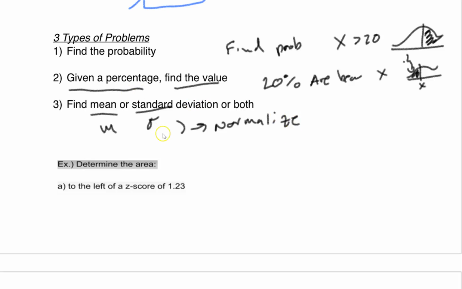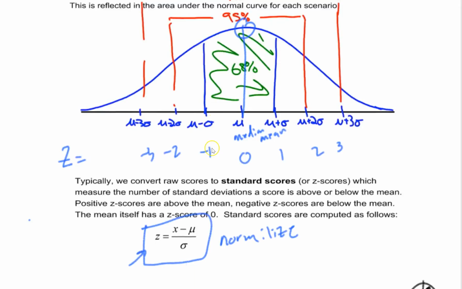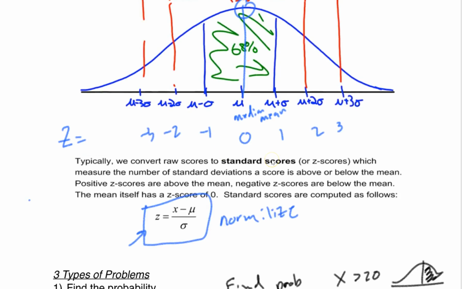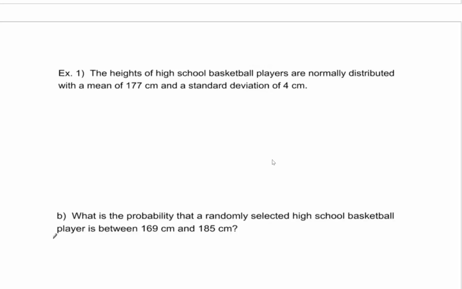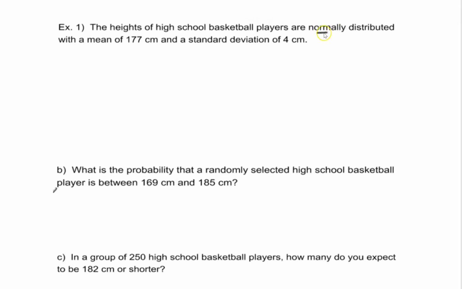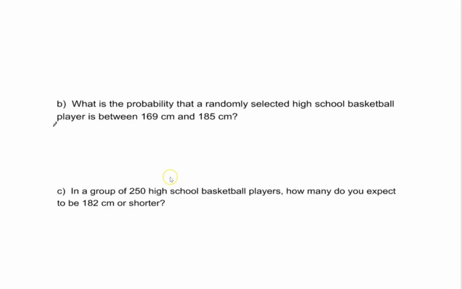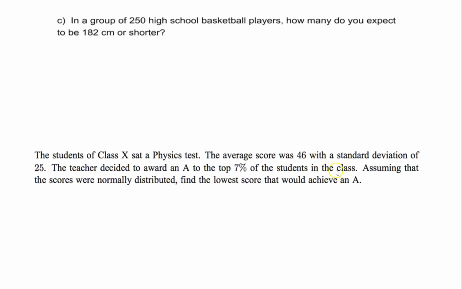Now, first thing people ask is like, how do you know it's a normal problem? Well, normal is the easiest one to tell because they're gonna tell you it's a normal problem. We'll give you some examples right here. Every single one of them will say it's a normal distribution.